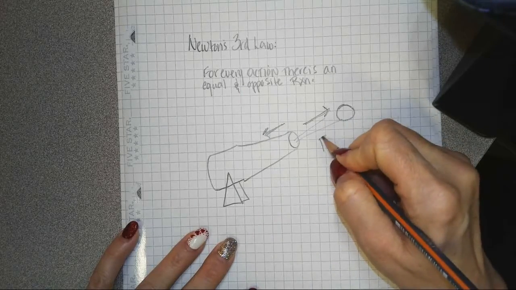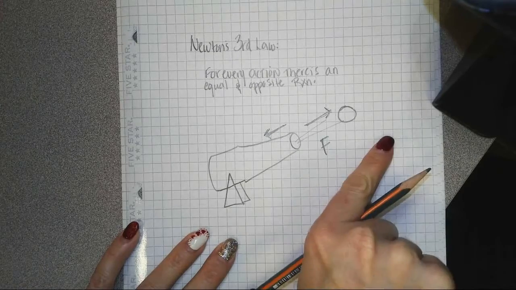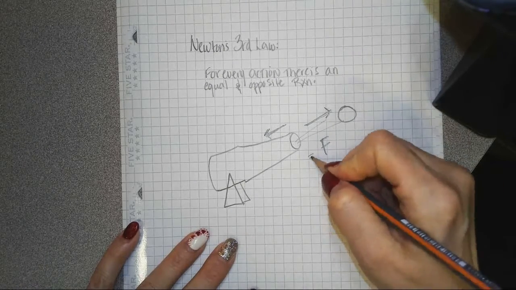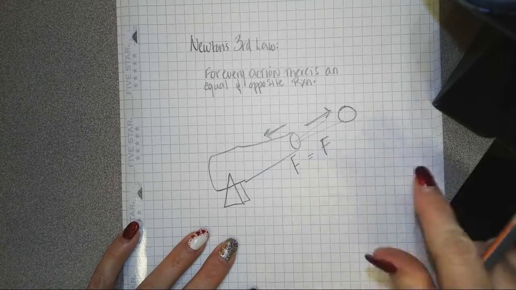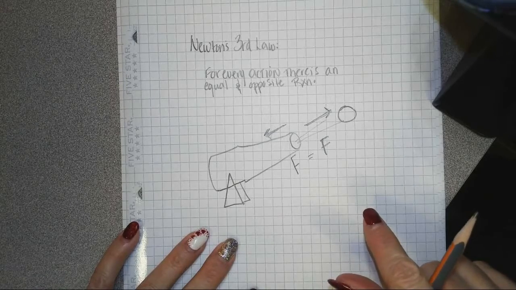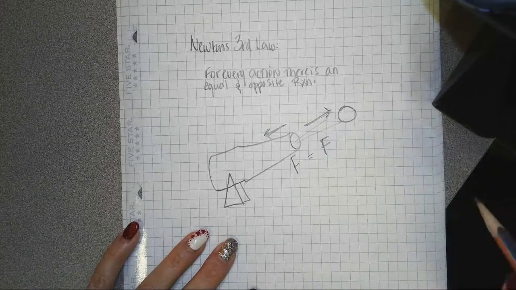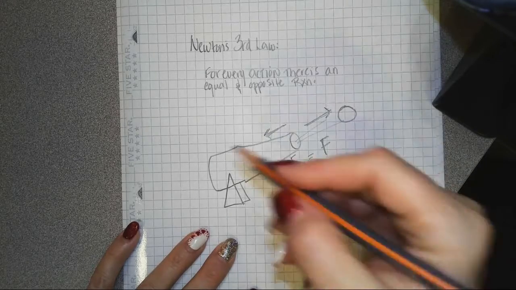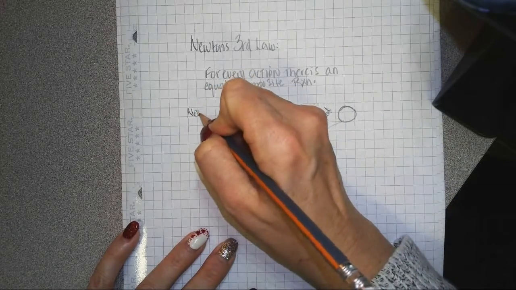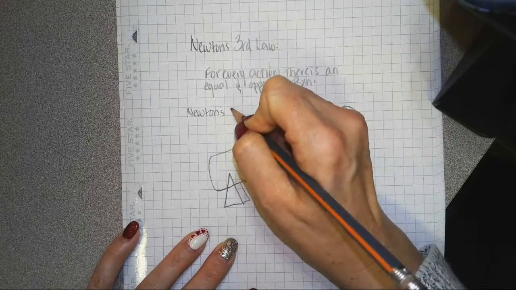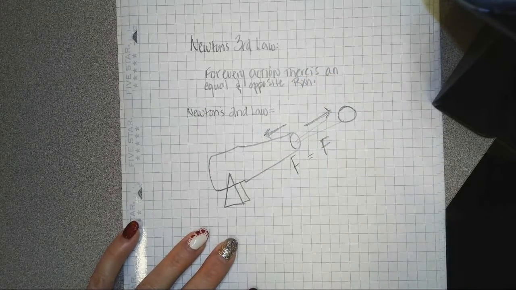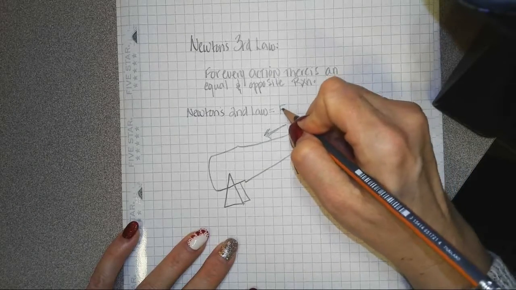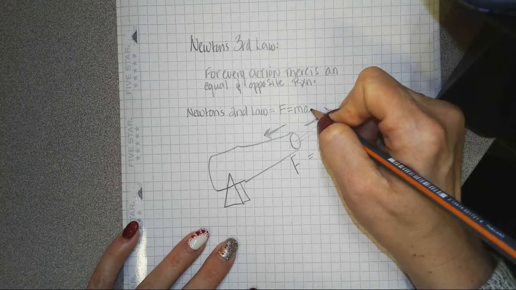So the force that moves that cannonball is equal to the force that moves the cannon. But there are some things that are not equal in this case. The opposite indicates opposite directions. Remember back to Newton's second law. Newton's second law was a mathematical description of inertia. So it told us that force is equal to mass times acceleration.